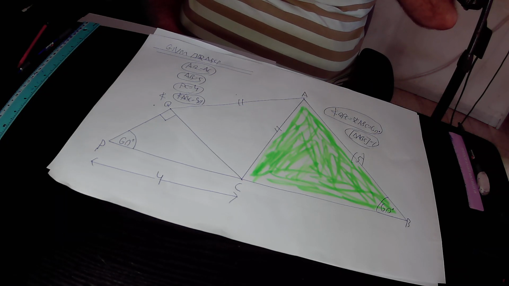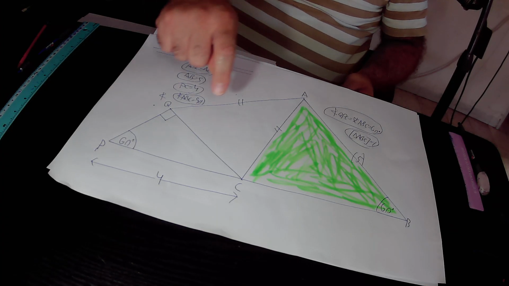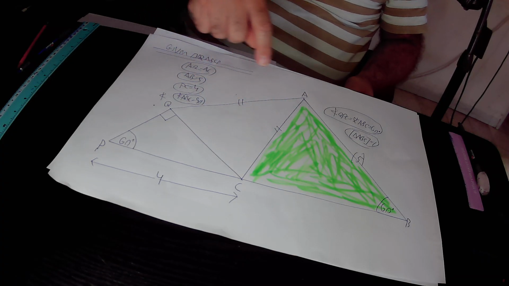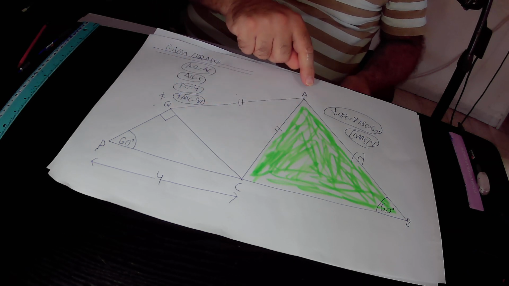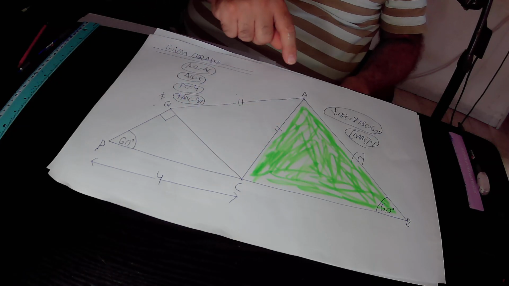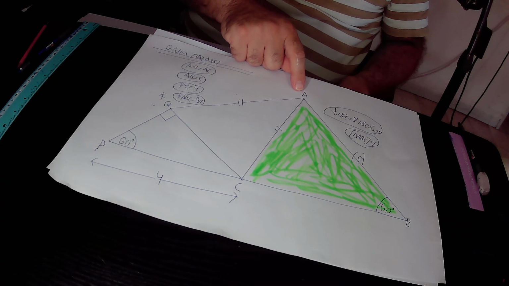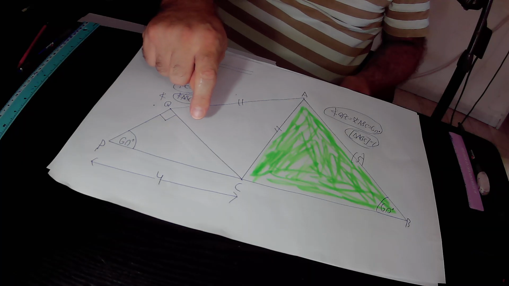So first of all, we will do a construction. That is to say, from this point A, we draw a perpendicular on the base QC. QC is the base of the isosceles triangle, triangle AQC. Triangle AQC is an isosceles triangle because side AQ equals side AC, and QC is the base of this isosceles triangle. So from point A, we draw a perpendicular on the base QC.